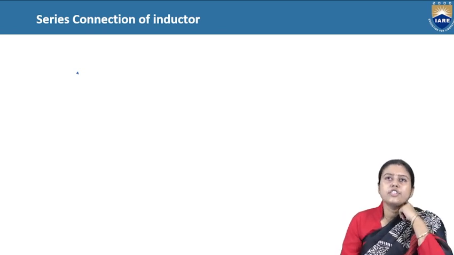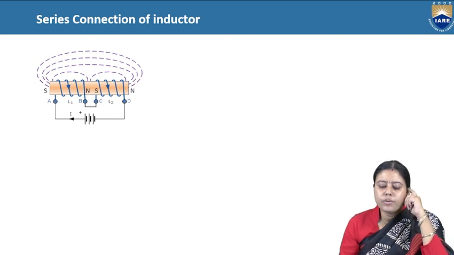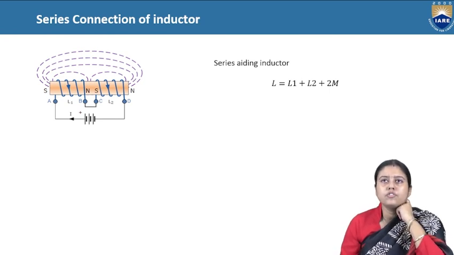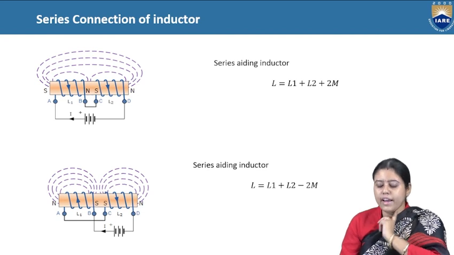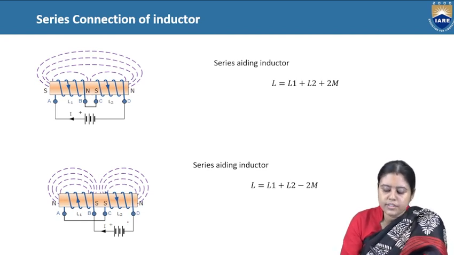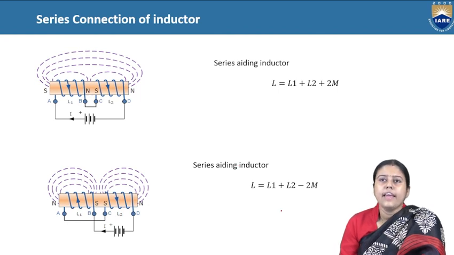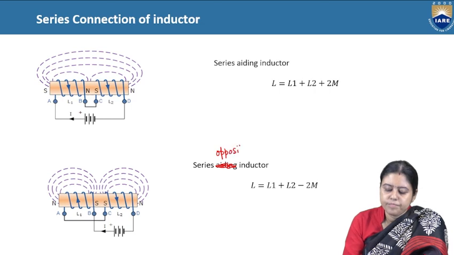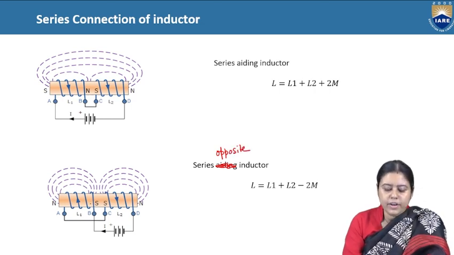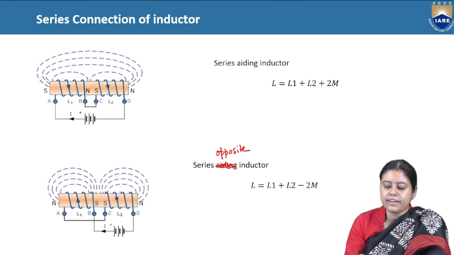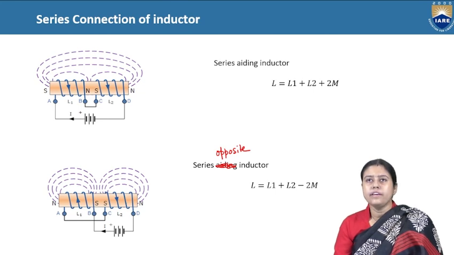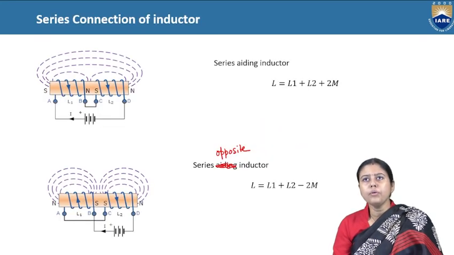Next, series connection of inductors. If two inductors are connected in the same direction, we can write L equals L1 plus L2 plus 2M. If they are in the opposite direction, you can see this is one direction and this is another direction, L is equal to L1 plus L2 minus 2M. So this is the series connection.